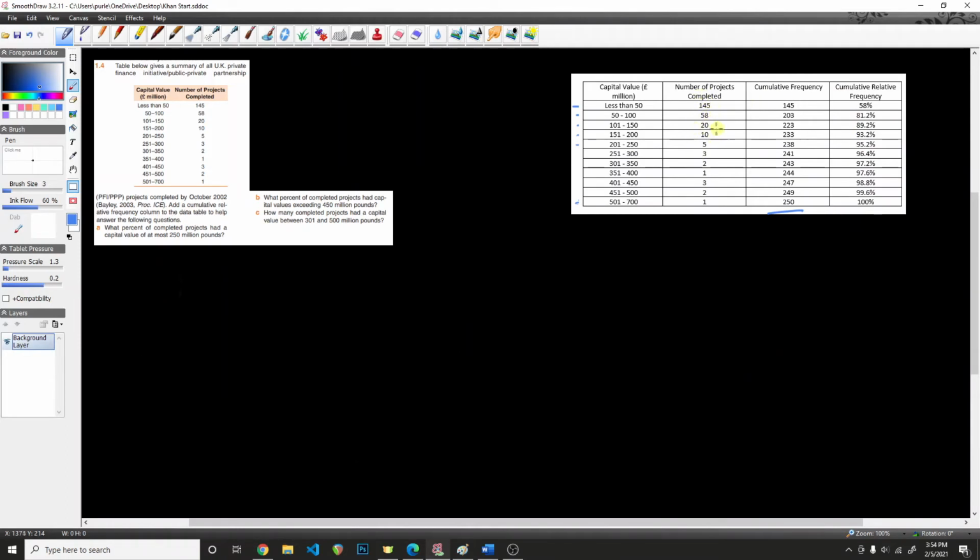And you can see as we gather more and more data, we start with 145, then we add 58, then 20, then 10. We're just getting a larger and larger percent of our overall data. And it should always add up to 100%. If it does not add up to 100%, then you must have done something wrong in your calculations.